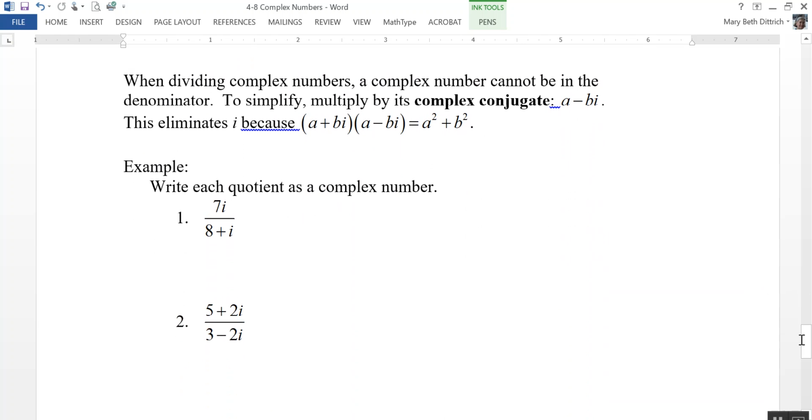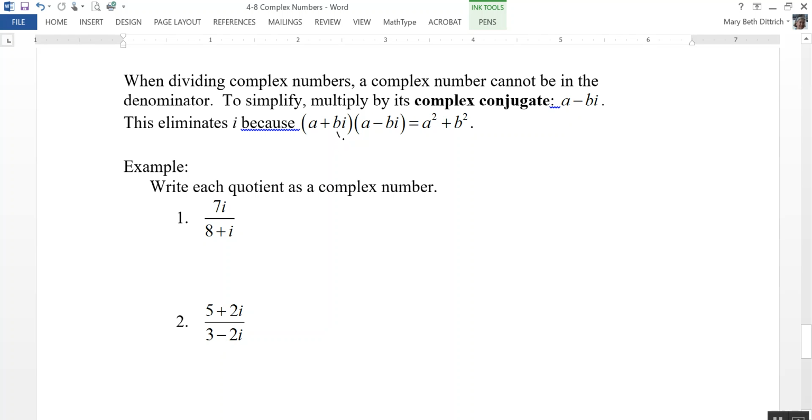Now, when we're dividing complex numbers, we cannot have a complex number in the denominator. So to simplify, we're going to multiply by what's called its complex conjugate. So if I have a plus bi, its complex conjugate is a minus bi. And when I FOIL these two, it's going to eliminate the i because it looks kind of like a difference of squares. It actually ends up being a sum of squares. But a plus bi times a minus bi is a squared plus b squared.